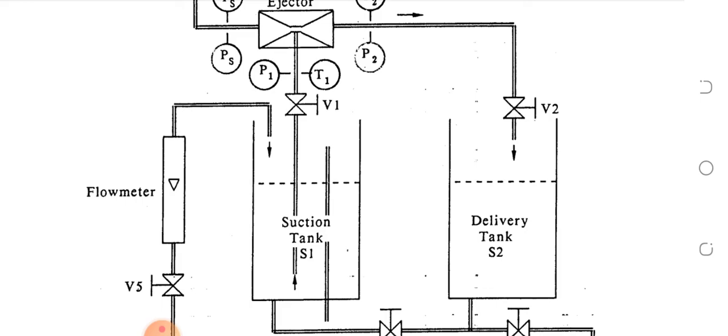So in this experiment, we have two applications. One is pumping: we are pumping water from one point to another. Another application is heating. We are heating the water by mixing it with the steam, so hot water comes into the delivery tank. Okay.